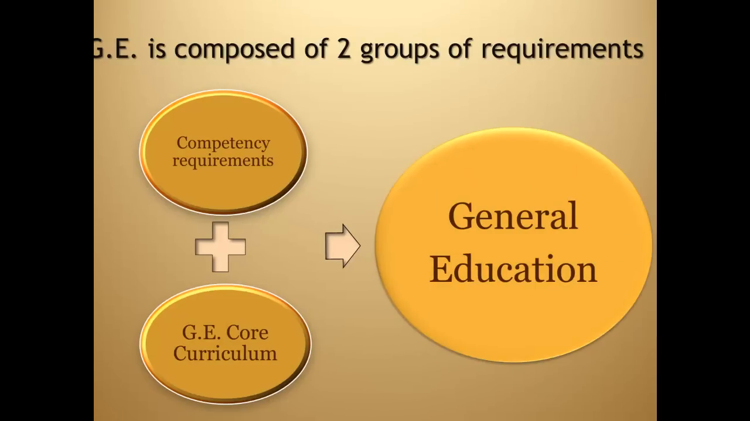The first set of requirements for general education is called the competency requirements, and the second set is the core curriculum. Degree Guide lists the requirements within each of these groups, and together the two groups combined compose Gen Ed. Next, I'm going to provide an explanation of the competency requirements.